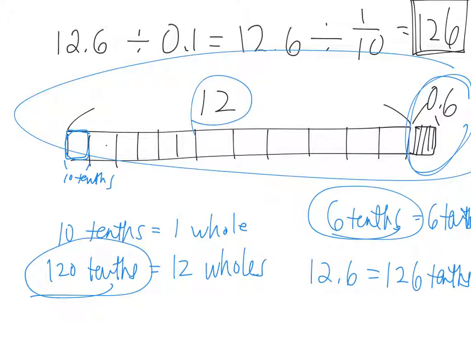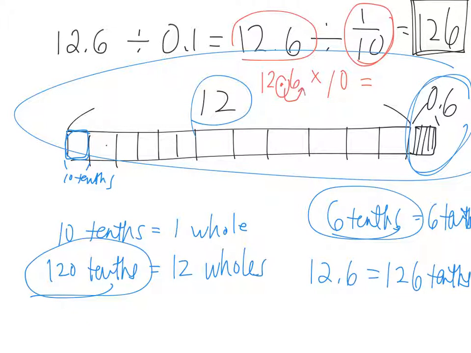Now let's see what we know about multiplying by the reciprocal. We take the whole, which is 12.6, and we need to multiply by the reciprocal of the divisor, which would be 10. When I multiply 12.6 times 10, how does that affect the decimal point? One spot to the right. So my answer is 126. Is it confirmed? Very good.